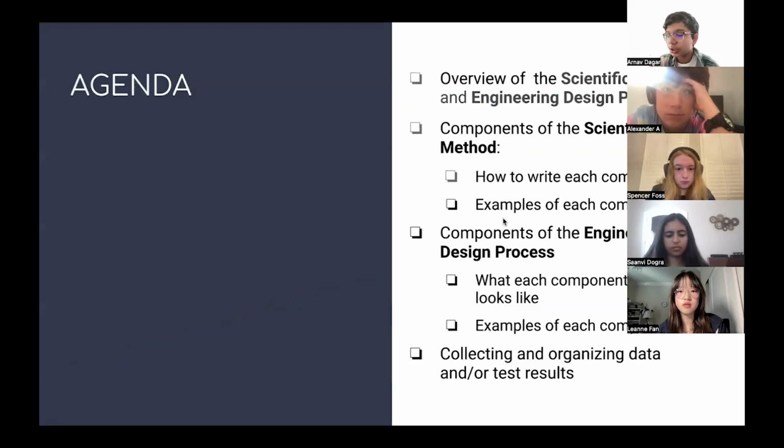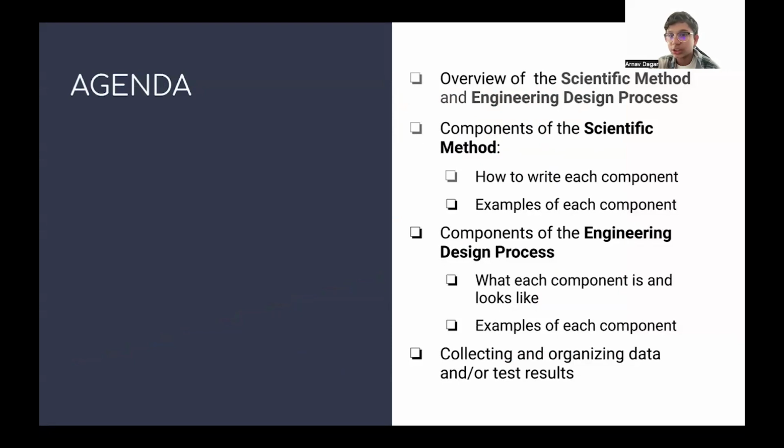Today we're going to look at the overview of the scientific method and engineering design process, and components of the scientific method. So how to write each component and examples of each component. And we'll also do the same thing for the engineering design process and some examples. And finally, we'll look at collecting and organizing data and/or test results.